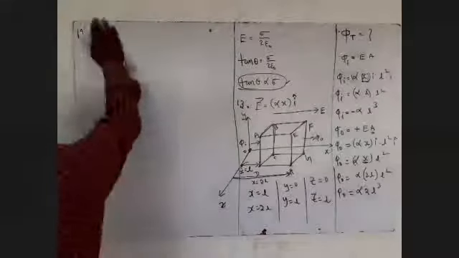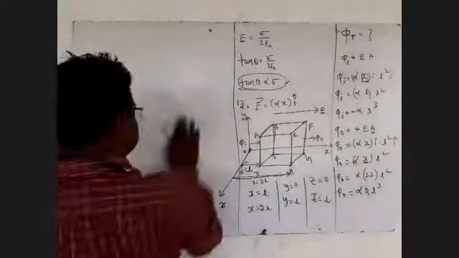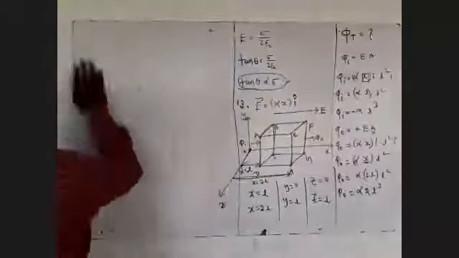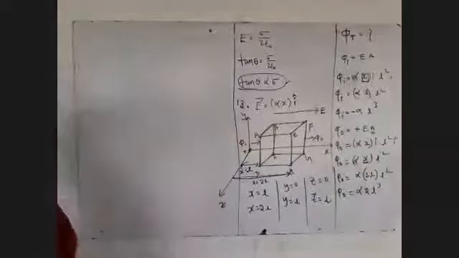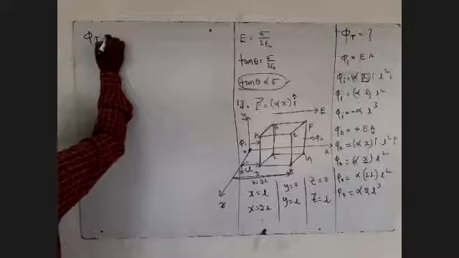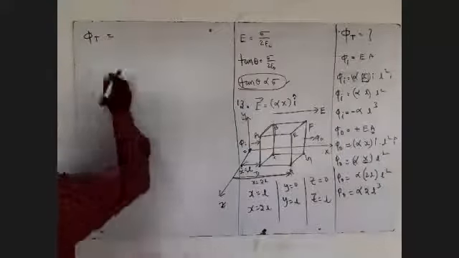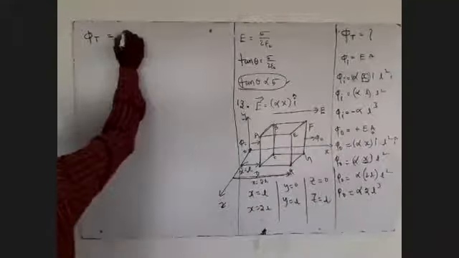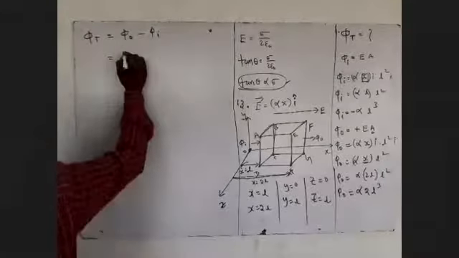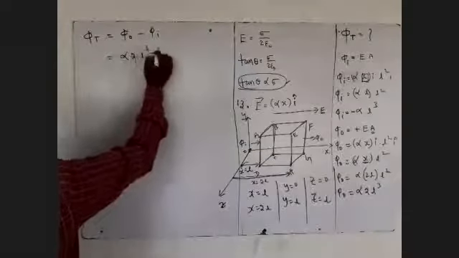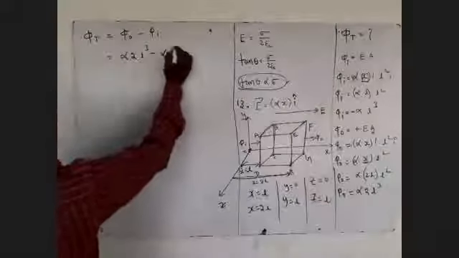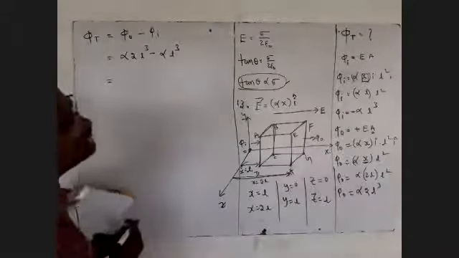So how can you find the total flux? Total flux is equal to out flux minus into flux, since out flux is positive. Out flux value is alpha 2L cube minus the into flux, alpha L cube. This is what we are taking.